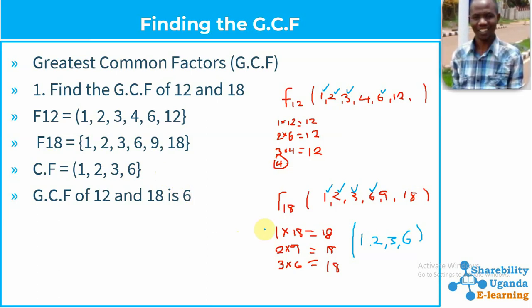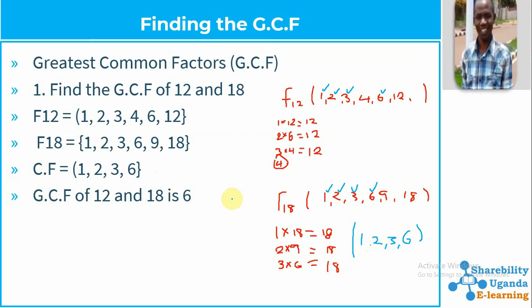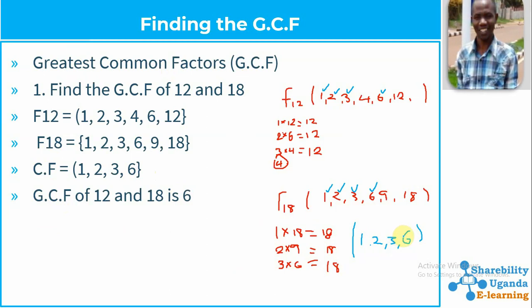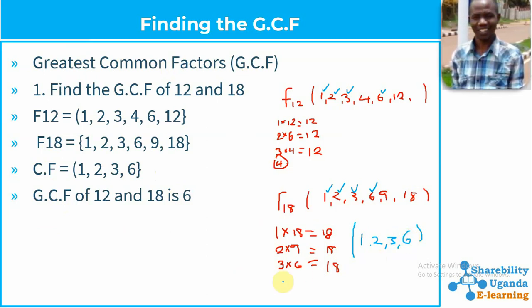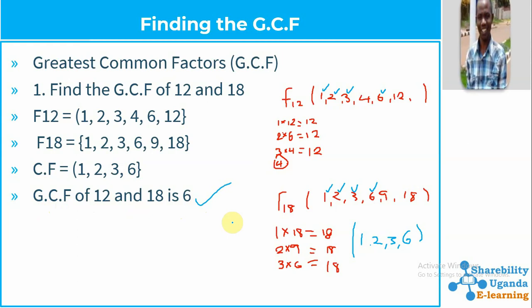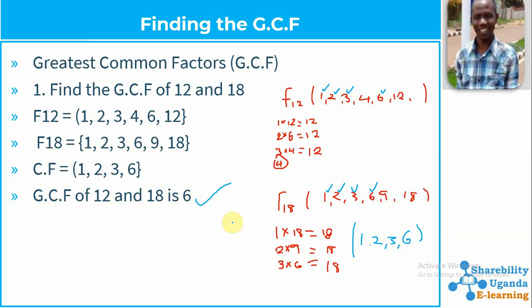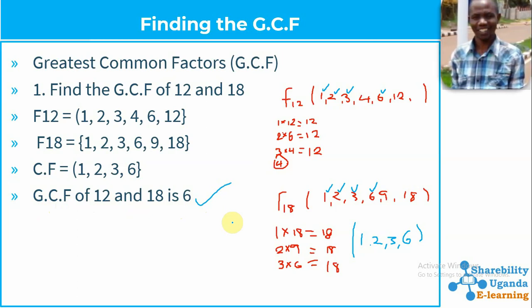Then after getting our common factors here, we can now identify the GCF. We say the GCF is the greatest what? Is the greatest common factor. So now here we look at these common factors. We get the one which is greatest. We have a 6. So that's why here they were able to say the greatest common factor of 12 and 18 is 6. So finally here we have achieved our number as far as getting the greatest common what? The greatest common factor.